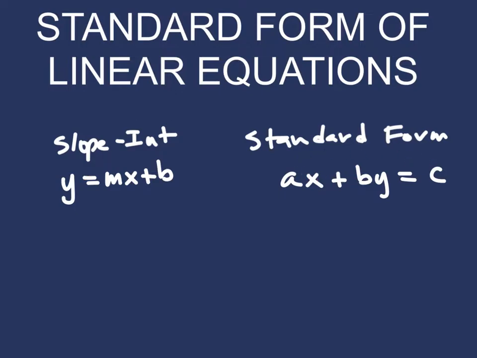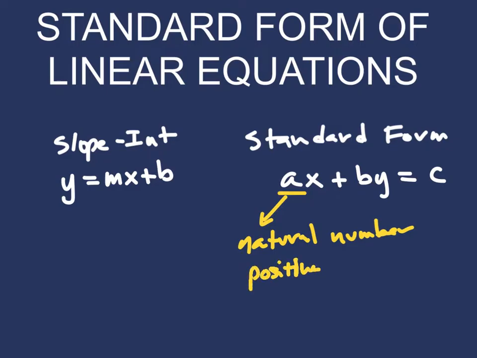Before we go through any problems, one of the things that I want to talk about is this value of A. We're going to call this a natural number. Remember, a natural number is just a counting number, which means it's a positive counting number, if you will. That's what we want to keep in mind when we're going from slope-intercept form to standard form. Let's look at an example.